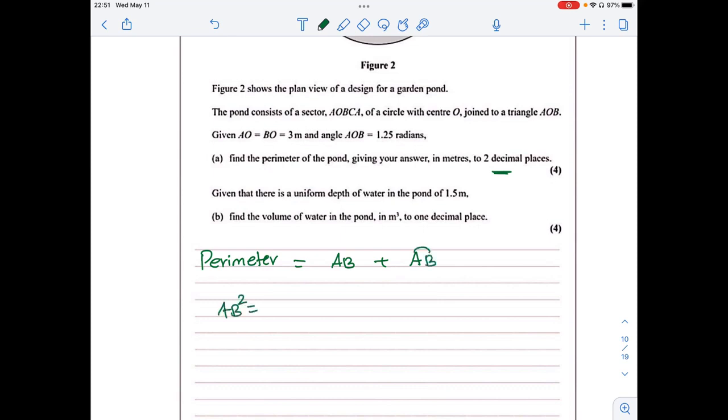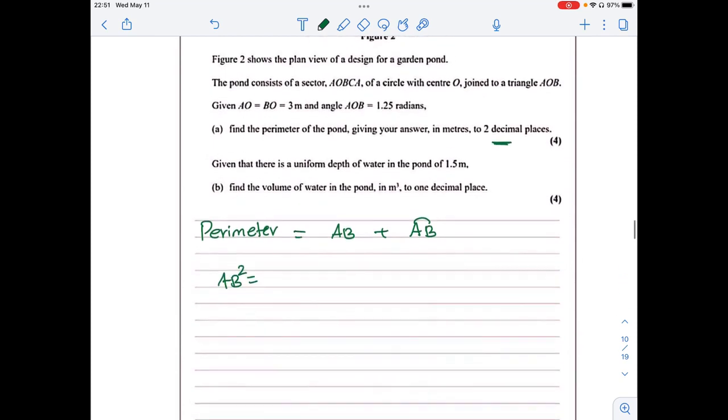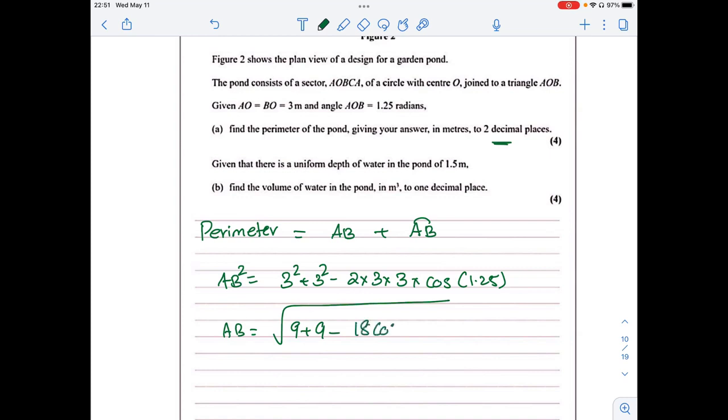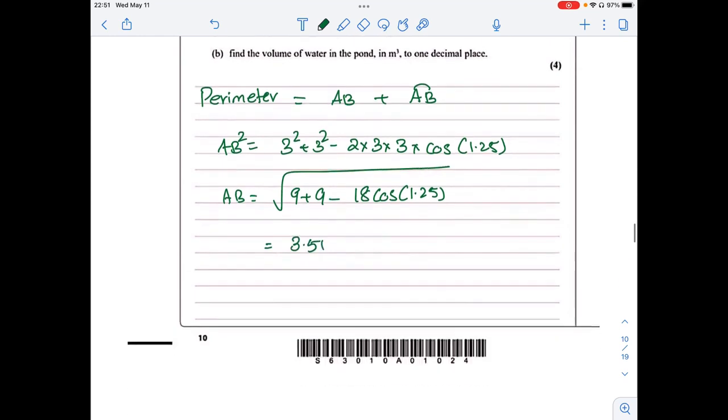So use cosine rule. AB square is equal to 3 square plus 3 square minus 2 times 3 times 3 times cosine 1.25. So AB equals square root of 9 plus 9 minus 18 cosine 1.25. Simplify that one. You should be able to get that answer as 3.51. Now I want the length of the arc AB. Length of the arc AB is nothing but r theta.